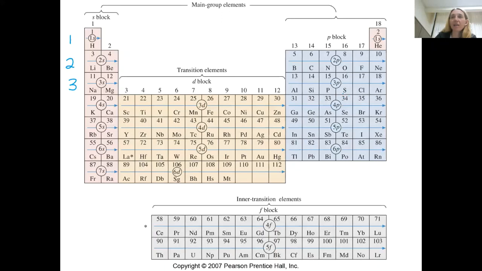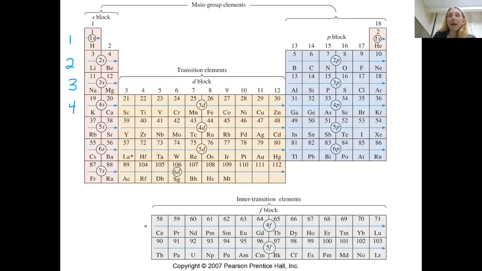So 3s, 3p. Then we have 4s, and then here's 3d, right? So the 3d orbitals are just not in the right row, okay? Then 5s, 4d, 5p, 6s, and we go to the 4f, 5d, 6p. Okay, so we're going from the bottom, and depending on the number of electrons, we build up from the bottom.